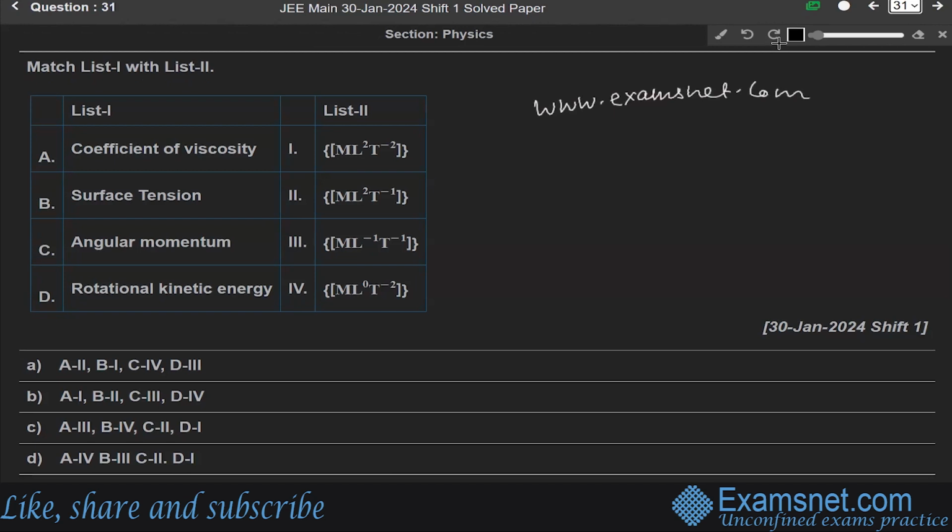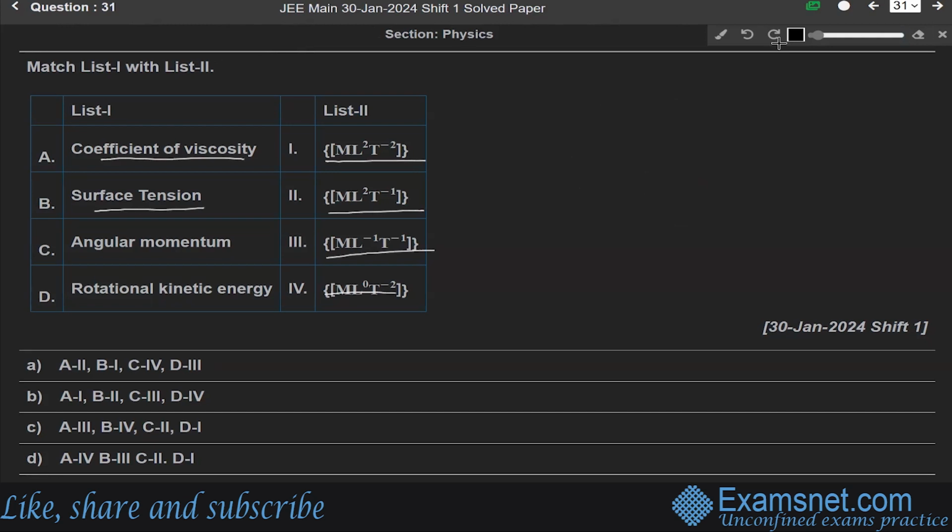So, today, students, we will be solving JEE 2024 30th Jan shift first question paper. In this particular video, I will be solving the physics part of the paper. So here we go. The first question of this series is question number 31. Match list 1 with list 2. We have to match these with the dimensions given in the first, second, third, and fourth options.